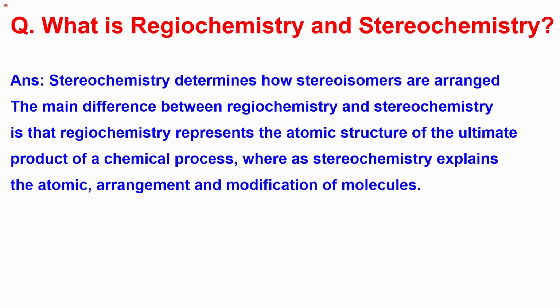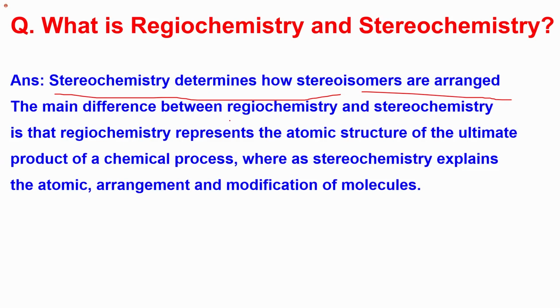The stereochemistry actually determines how the stereoisomers are arranged. Okay. So first we have to know what is stereochemistry and what is regiochemistry. Then we will come to the difference between regiochemistry and stereochemistry. So stereochemistry determines how stereoisomers are arranged.